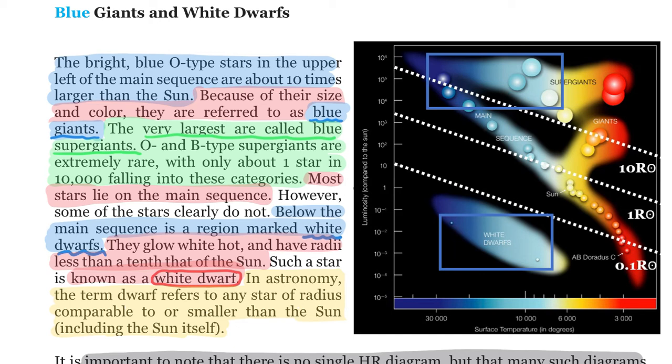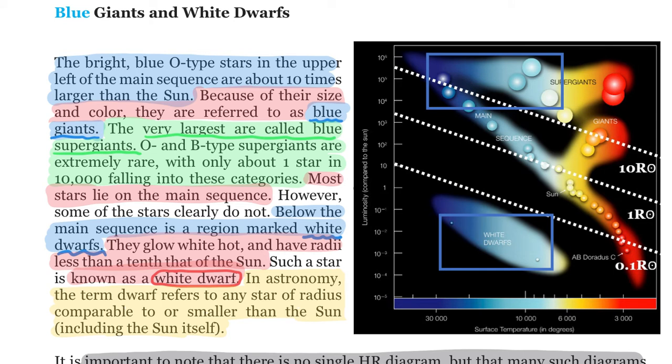The very largest are called blue supergiants, which we would find up here, right up at the top here. These are the giants, and then going up above this line, you get the supergiants. Now, the O and B type supergiants are extremely rare, with only one star in 10,000 falling into these categories. So as we know, most stars lie in the main sequence.